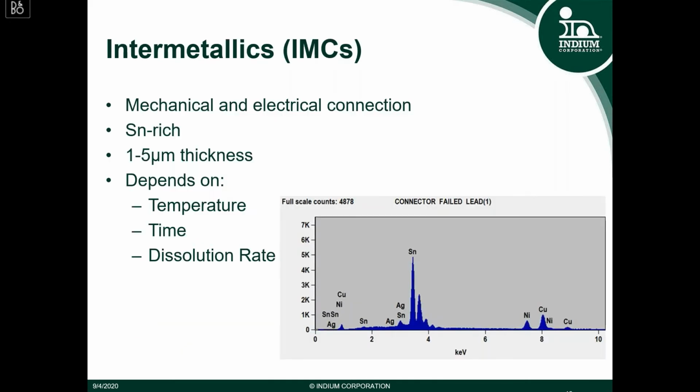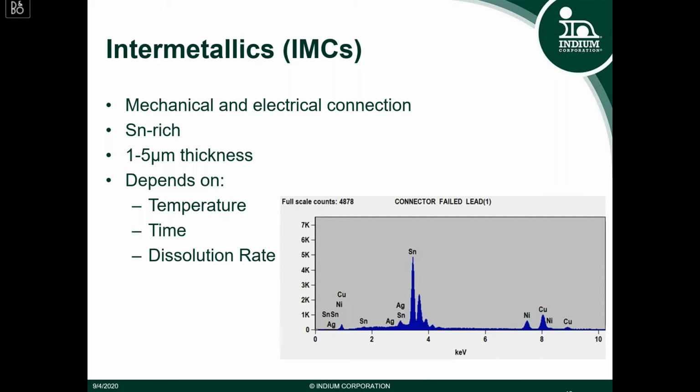As I mentioned previously, the intermetallics form a mechanical and an electrical connection. They're typically tin-rich, and the reason for that is because tin in solder alloys is actually the element that dissolves your substrate metallization and forms the intermetallic. In the bottom picture here, you can see a micrograph of an energy dispersive spectroscopy of the intermetallic that we previously saw. It has mostly tin in it.